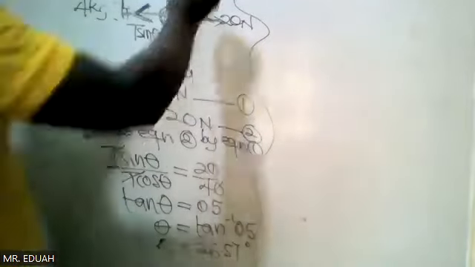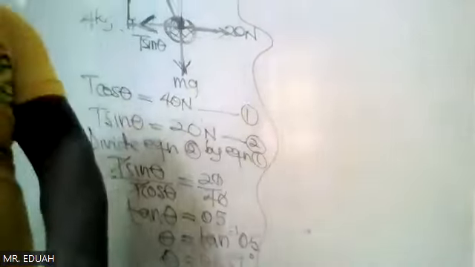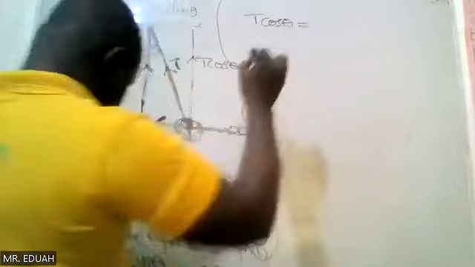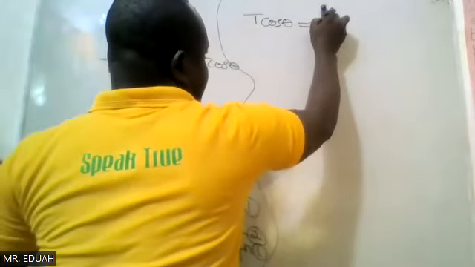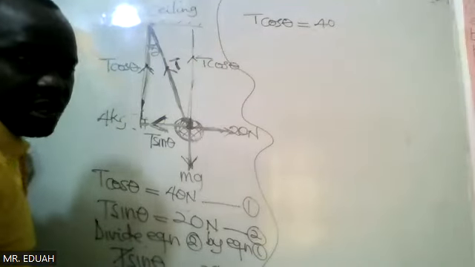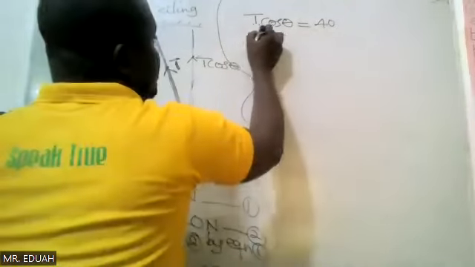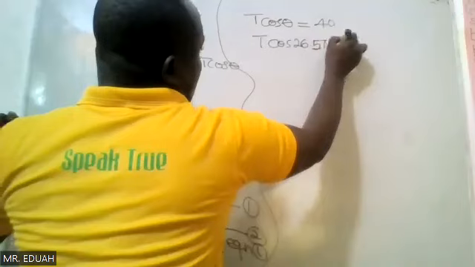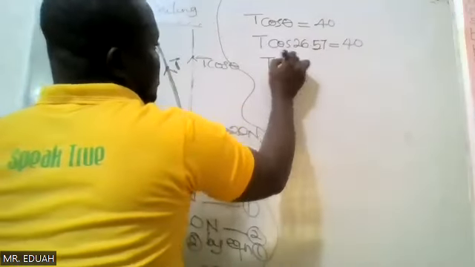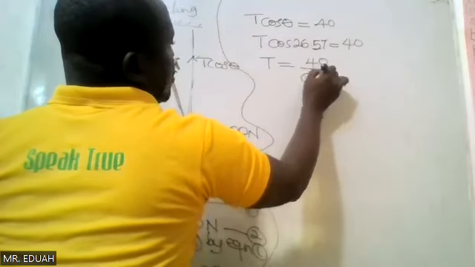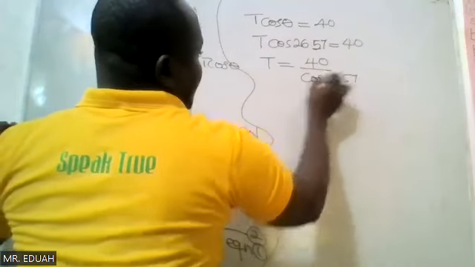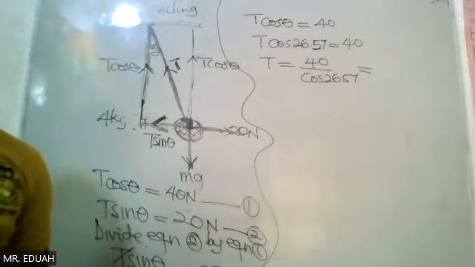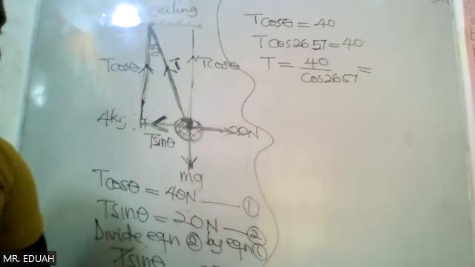So, using equation 1, T cos theta is equal to 40. We found theta to be 26.57. So T cos 26.57 is equal to 40. Therefore, T is equal to 40 divided by cos 26.57. Charlotte, what is 40 divided by cos 26.57?